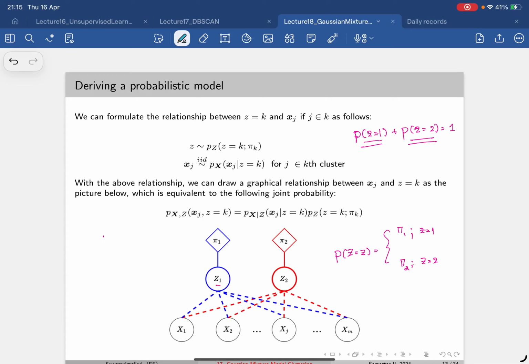So you can see Z1, Z2, pi 1, pi 2, right? Z1 and Z2 here are like the values, the values that the cluster will be. And actually that value is represented by two circles. It seems like they are two random variables, but it's not.